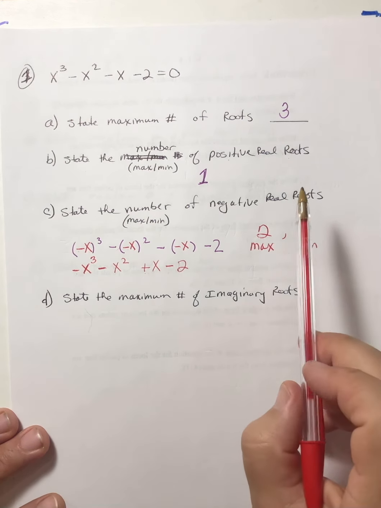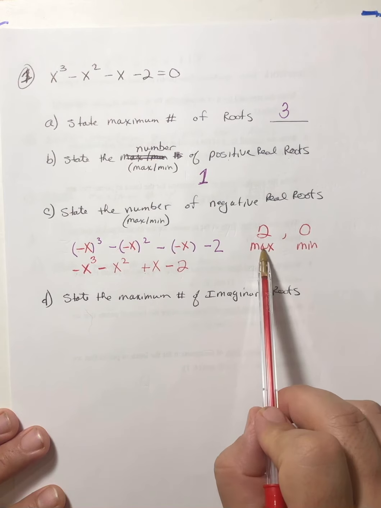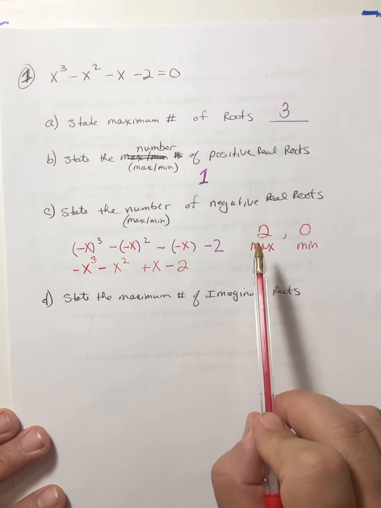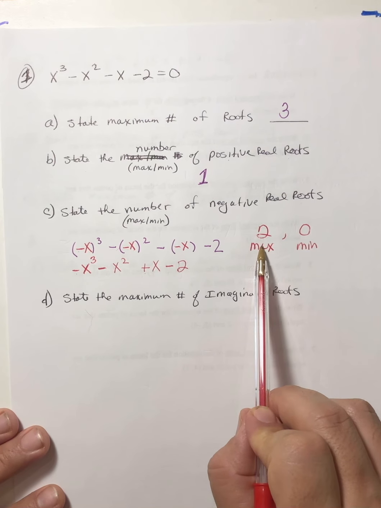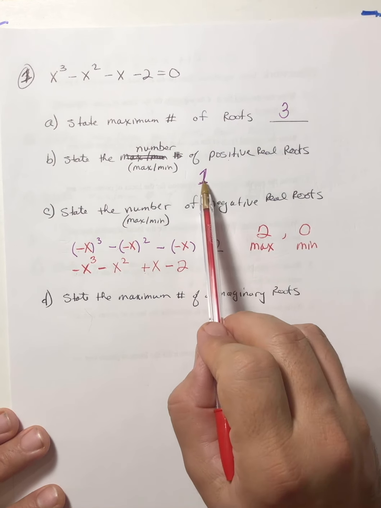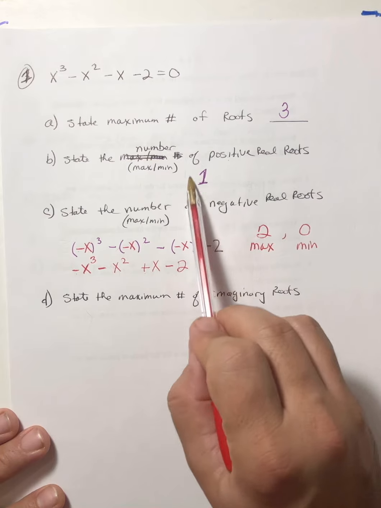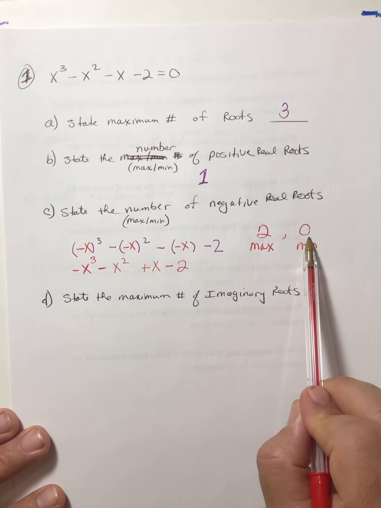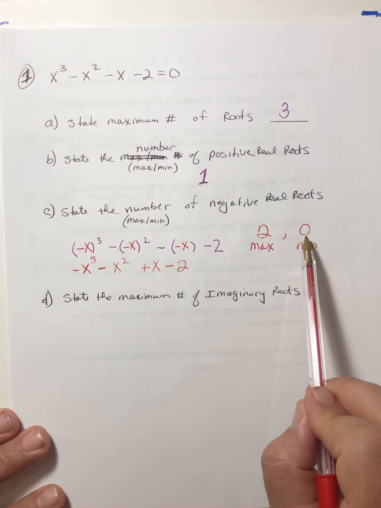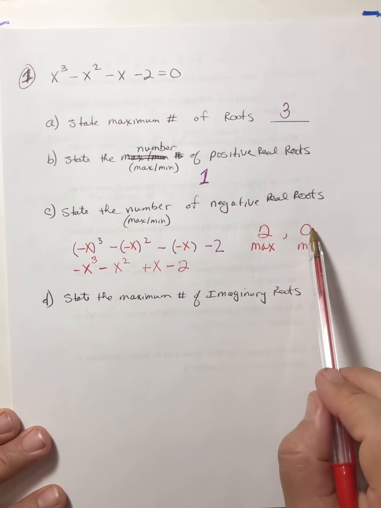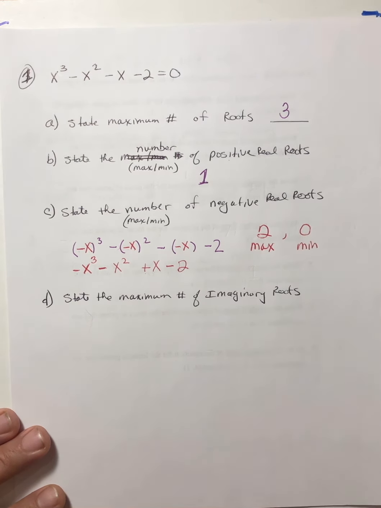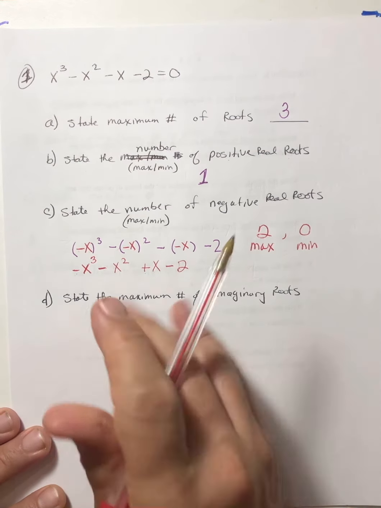So right now what this is saying is you have a potential to have 2 negative real roots, 1 positive real root. Or we have the potential to have 1 positive root, 0 negative roots. But if I'm going to have 3 roots altogether, what's left over? That's right, we're going to have 2. All right, so let's figure that one out now.